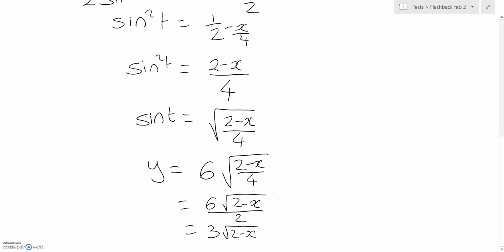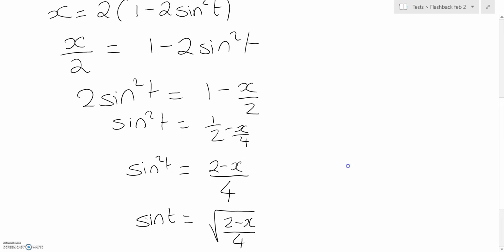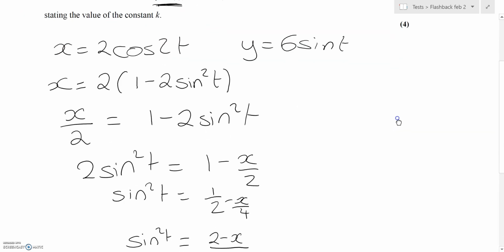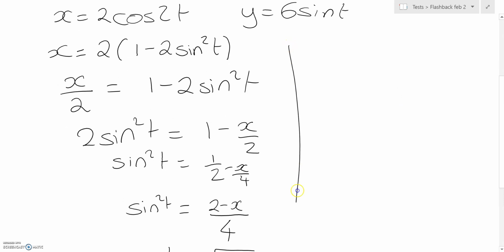The second part of the question asks us to find k, and we can see that the domain is from minus k to k. Because it's asking about the domain, we should look at the x equation. So x is equal to 2 cos 2t. Now let's just think about the graph for 2 cos 2t.